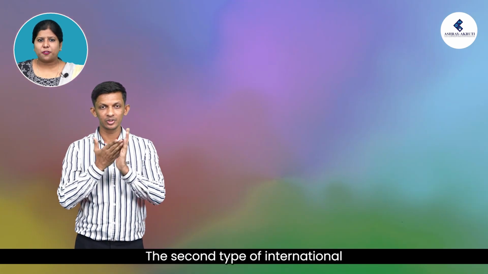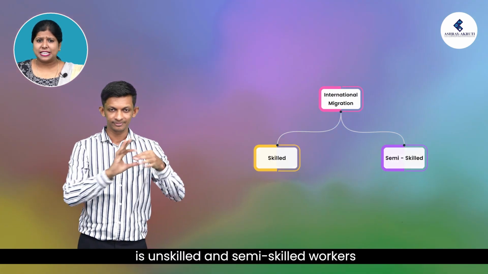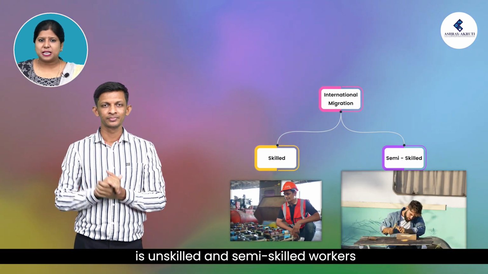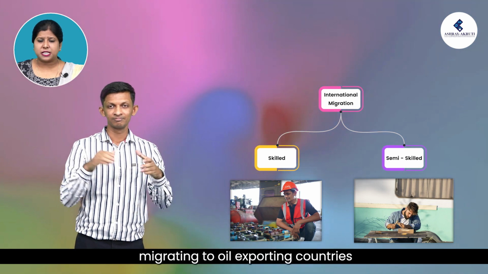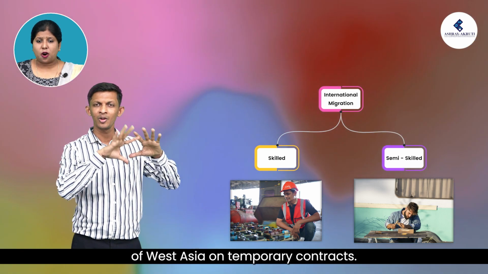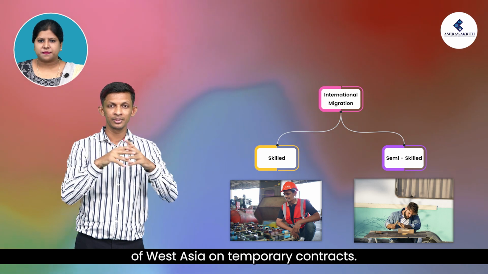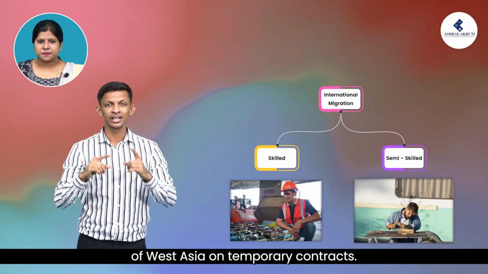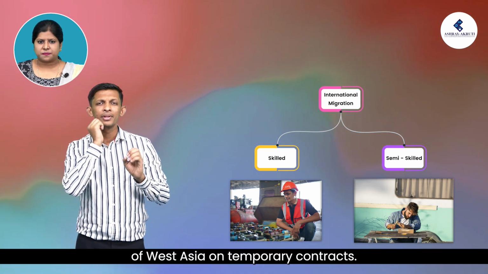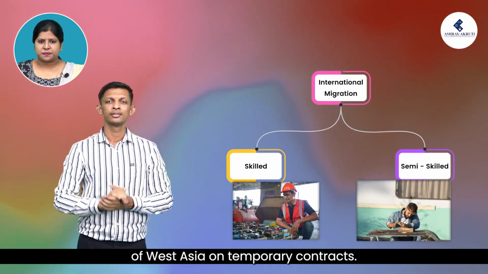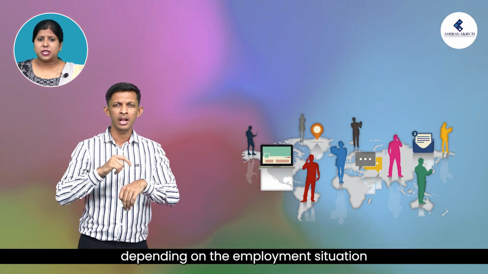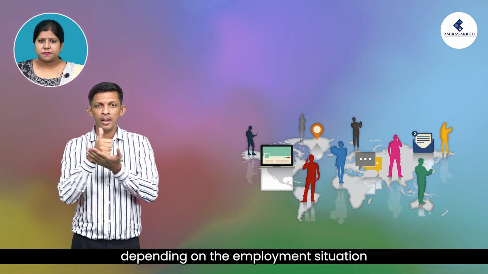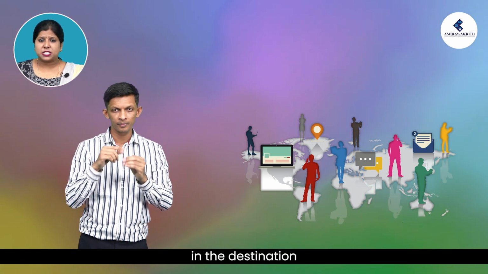The second type of international migration is unskilled and semi-skilled workers migrating to oil exporting countries of West Asia on temporary contracts. Almost all these workers come back after a specific period depending on the employment situations in the destination countries.